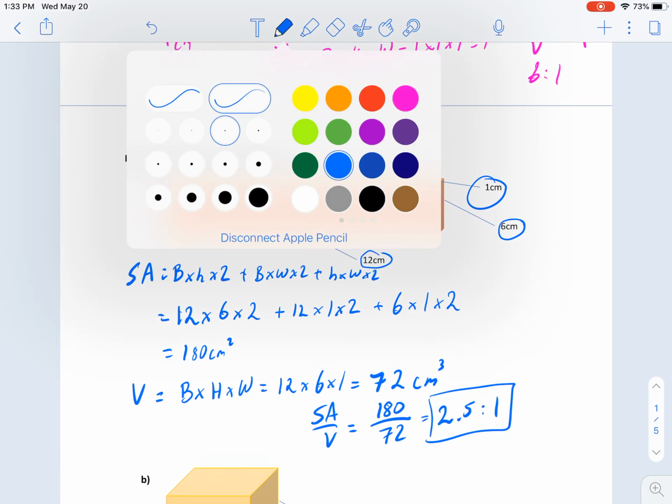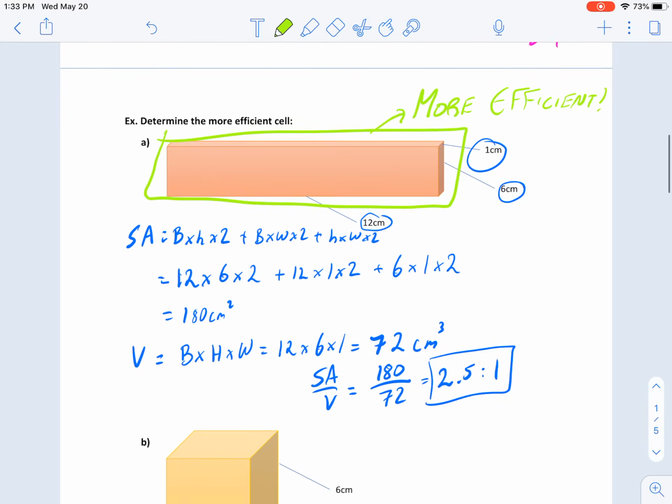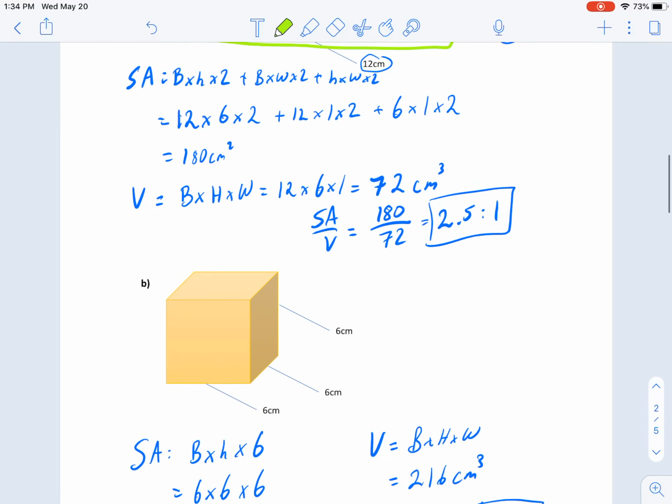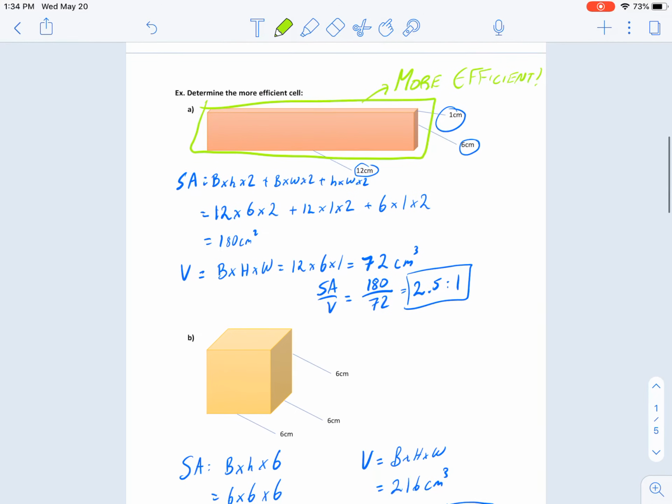Now this guy turns out to be the more efficient cell. And that's not just because of the shape, rather the dimensions of the shape. If we had a much larger height to this one, we might have a less efficient cell. But yeah, that's the surface area to volume ratio calculations.